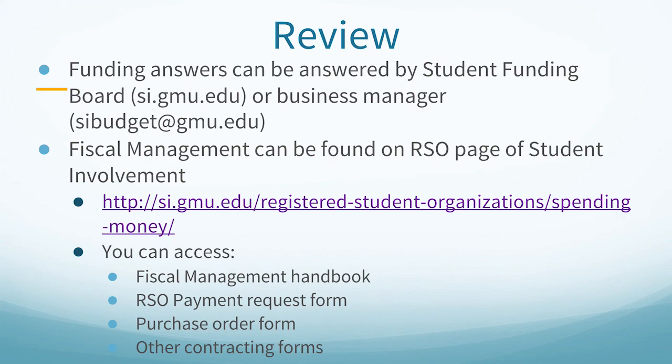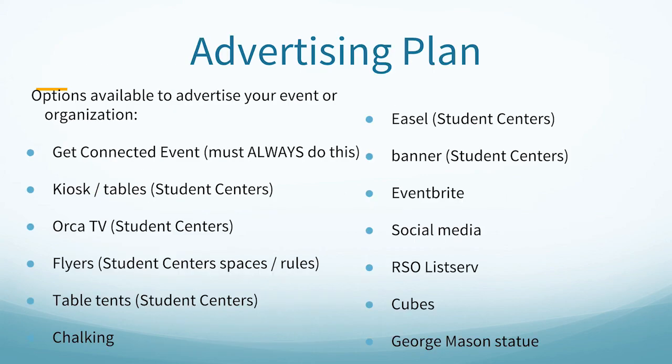Whether it be self-generated revenue, SGR, or Student Funding Board, SFB, remember that spending process is the same. On-campus vendors are coordinated through student involvement with your organization number, and paperwork does not need to be submitted. This is the same for SGR and SFB. However, remember that you have to request SFB well in advance to ensure that you have the funding.